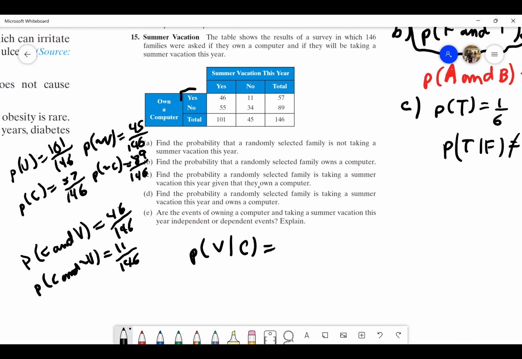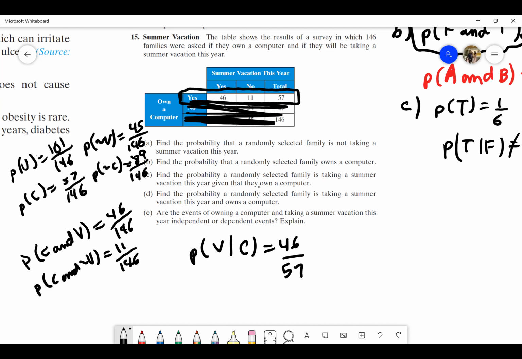So here's what we do. You see, own a computer here? That's the given. I'm saying, hey, those of you who own a computer, line up. Everybody else, stay here. Then I go to them and ask the question, how many of you guys are going on vacation? Out of how many total? That's what the conditional does. That's how the conditional works. You see it?